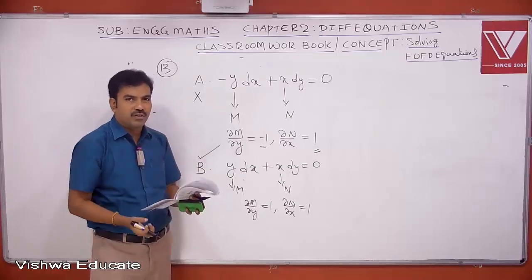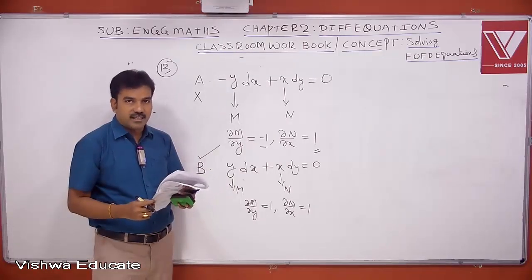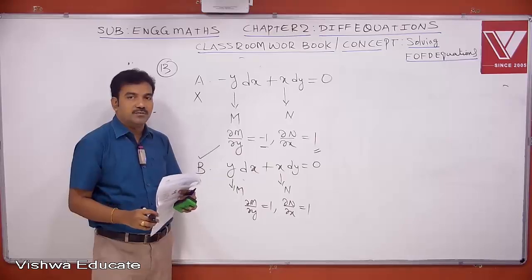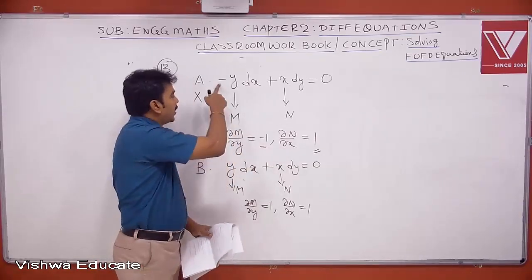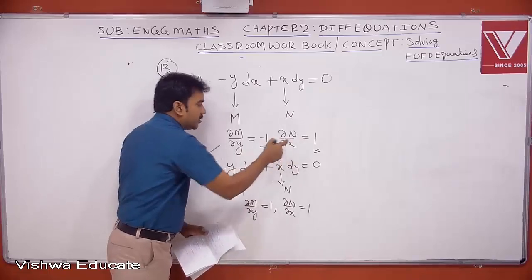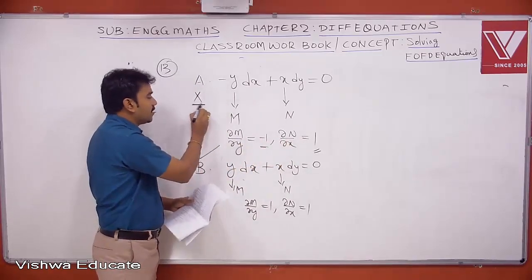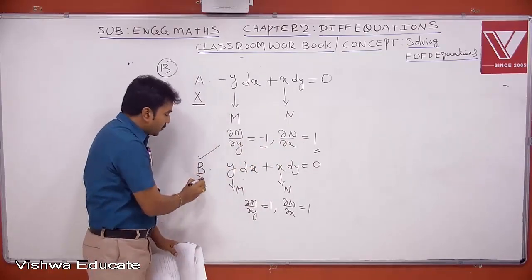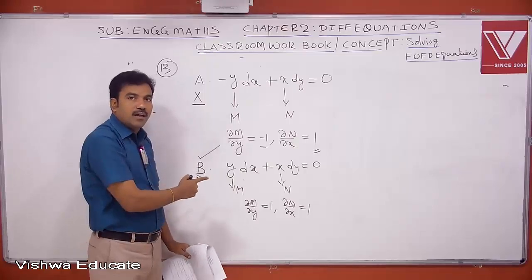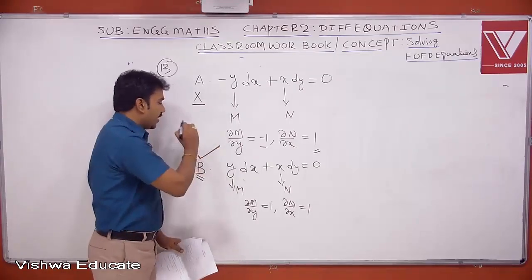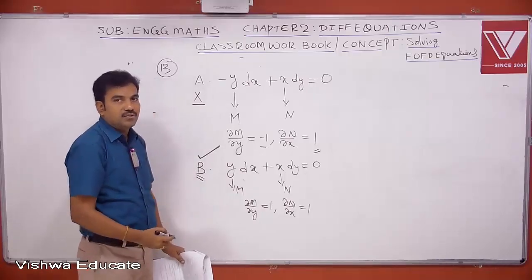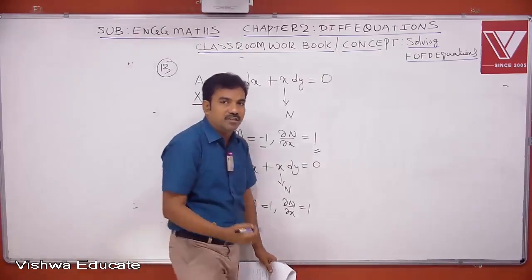Just application of the definition of an exact equation. So when do we say that an equation is exact? If dou M by dou y and dou N by dou x are the same. In case of option A, they are different quantities, so it is a wrong option. Eliminate this. But when you look at option B, both dou M by dou y and dou N by dou x are the same. So this is an example of an exact equation. So option B is right. Just verification.